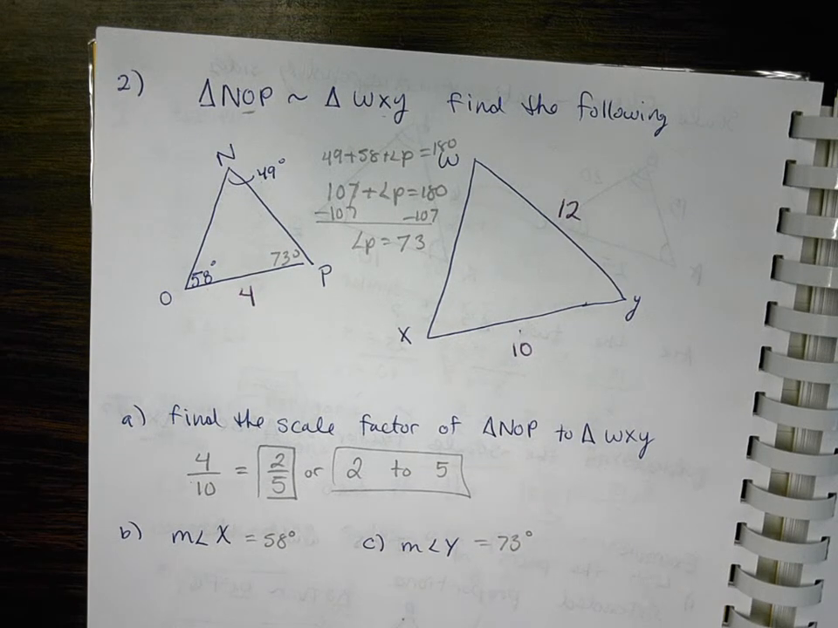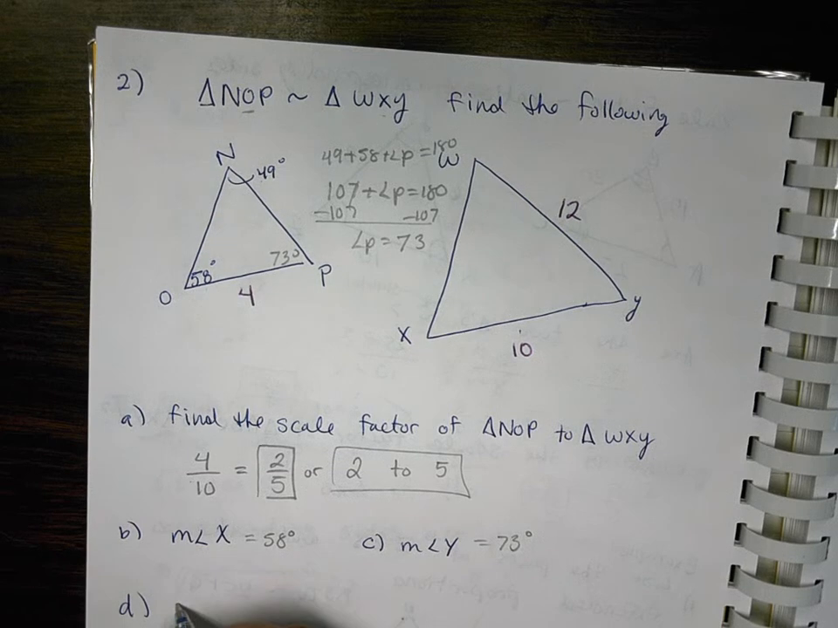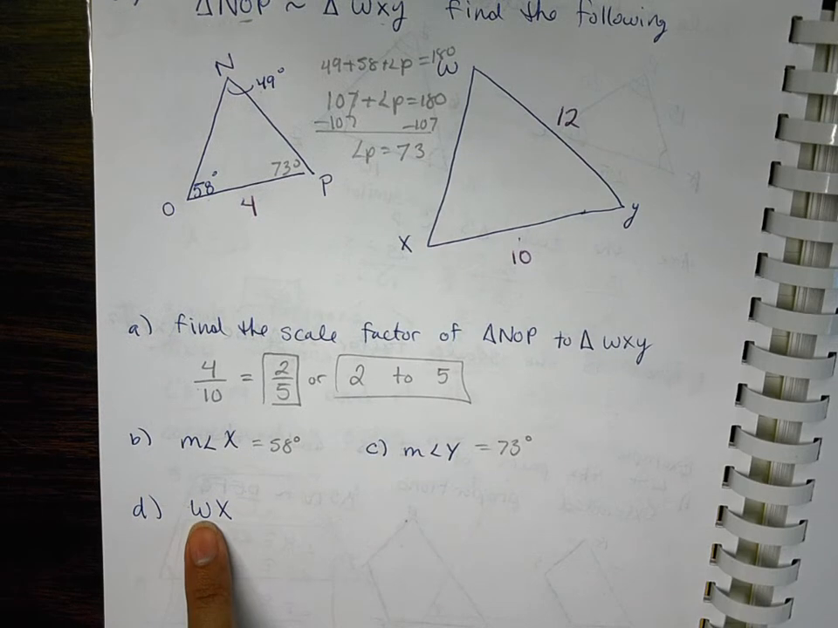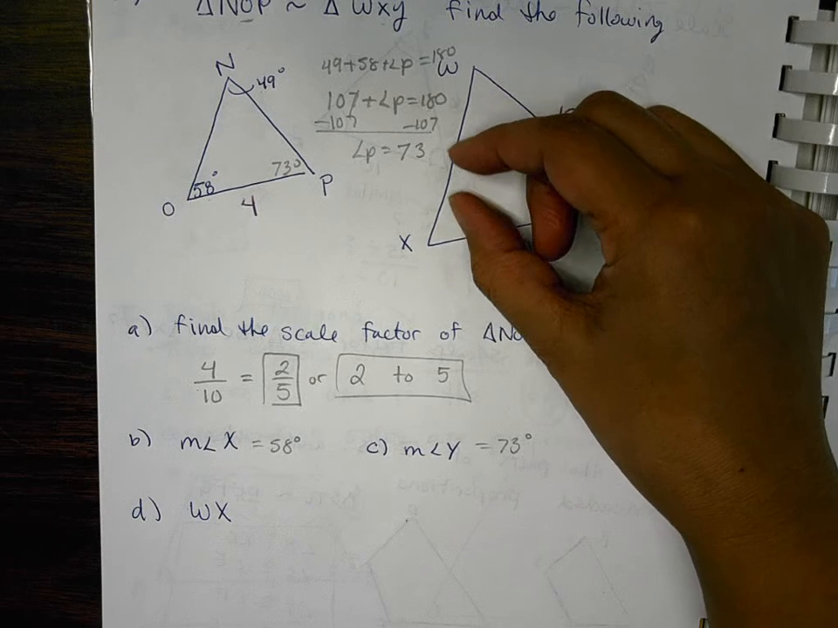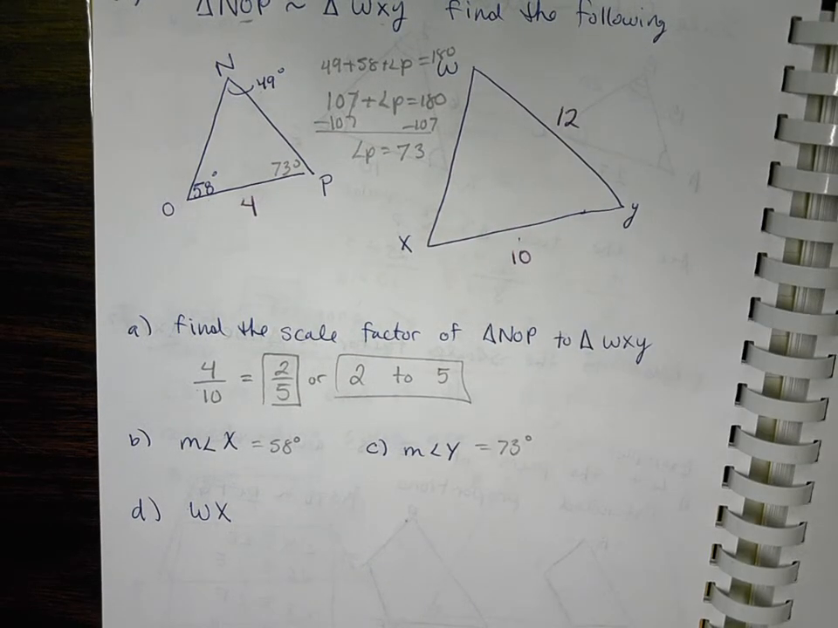Yes? All right, letter D is asking us for WX. What are they asking for when they write it like that with no bar at the top? The length. What's the length of WX? Did they give us a length here? No. Let me make sure I'm asking in the right order. WX. Oh, you know what? There was one other number I did not give you, and I apologize. I should have given you this one here.